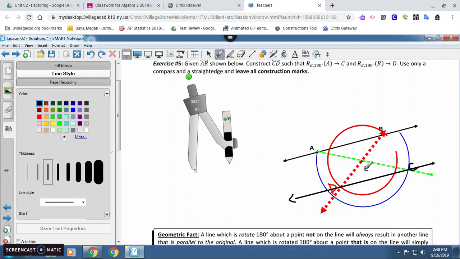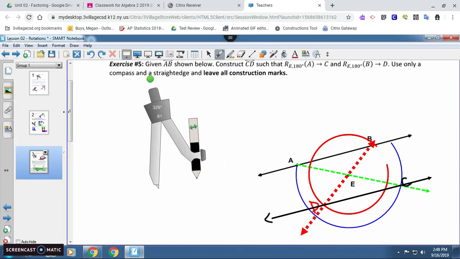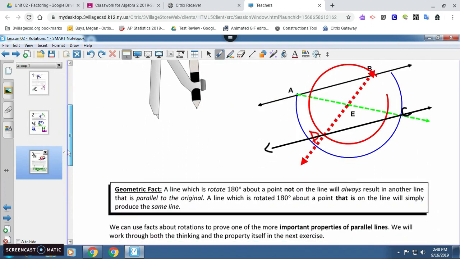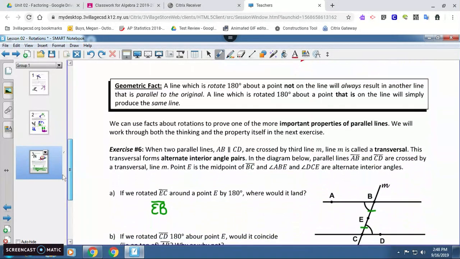And you might notice that these two lines will never intersect. Remember, that's known as a parallel line. So if I go back here, we'll see our geometric fact down at the bottom. So the geometric fact is a line rotated 180 degrees around a point that's not on the line already will always result in another parallel line. And we're going to see that down underneath here.